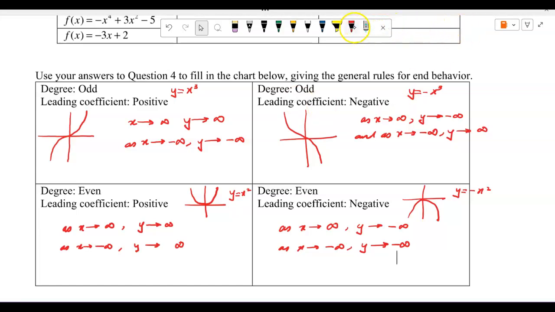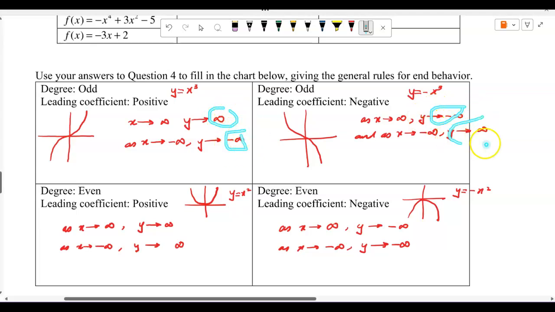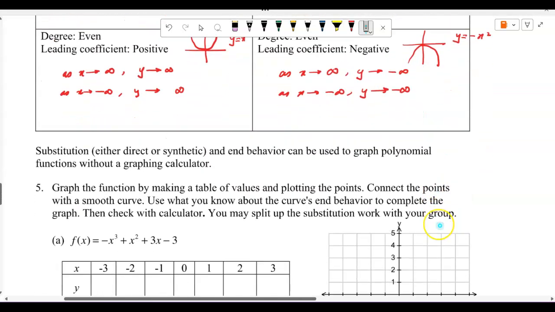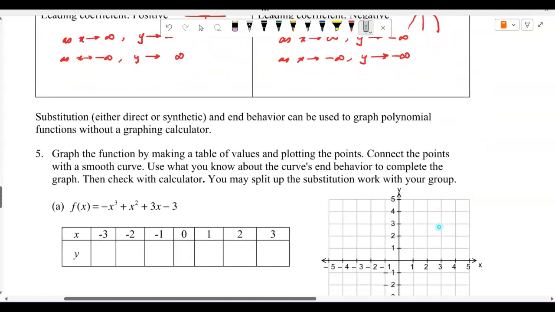So basically in odd functions, this and this will be opposite. The y are opposite. In even, the y are the same point. You know?